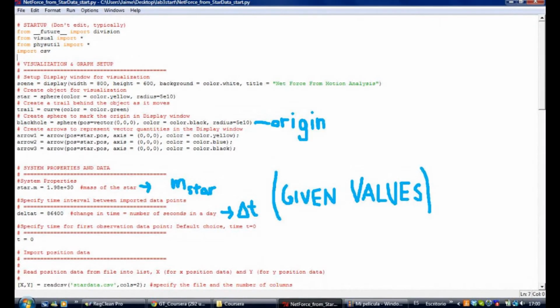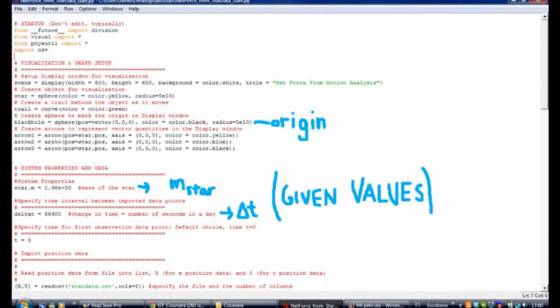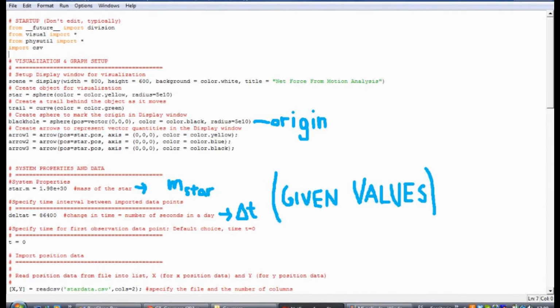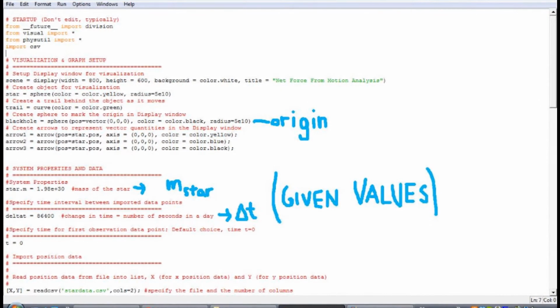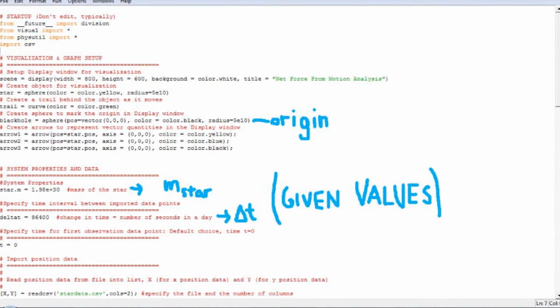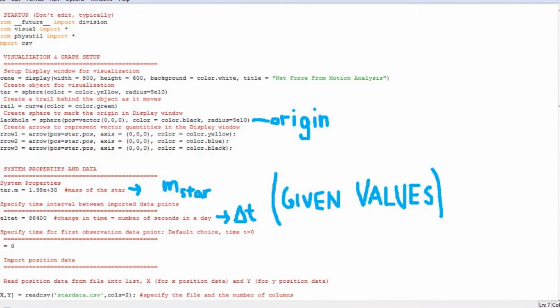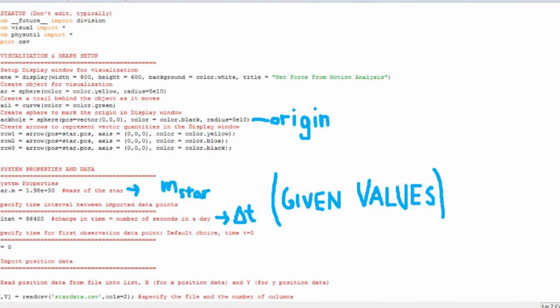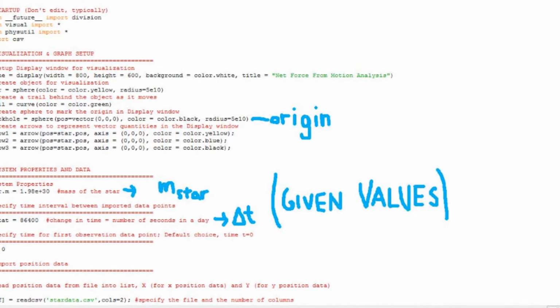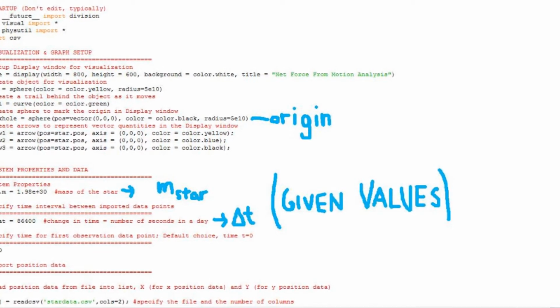Lab number 3, where our objective is to find the mass of a black hole. We have data from a visible star moving around, and we have chosen as our origin the black hole. The mass of the star is a given value, and delta T is a normal day in seconds, as we are using SI units.